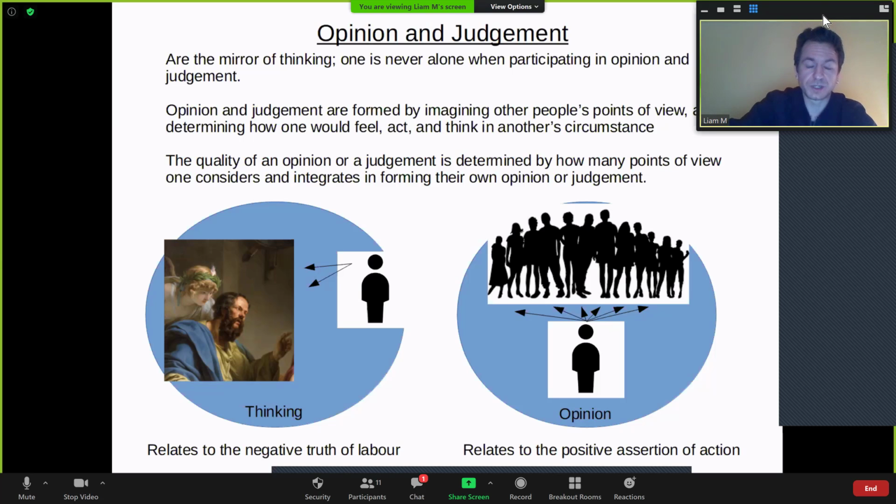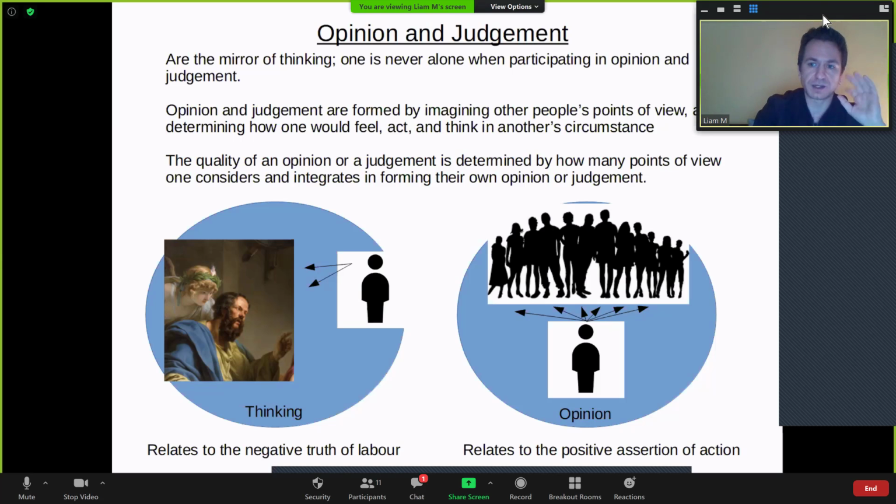So we use this to imagine other people's points of view, and we determine how we would feel, act, and think in another circumstance. Now, it's important, this is not empathizing. We're not emotionally empathizing with the person. We're retaining our uniqueness as ourselves. We're simply putting ourselves in their circumstances and saying, if I was in these circumstances with all of the things going on, perhaps even their body, how would I react? How would I think and feel?